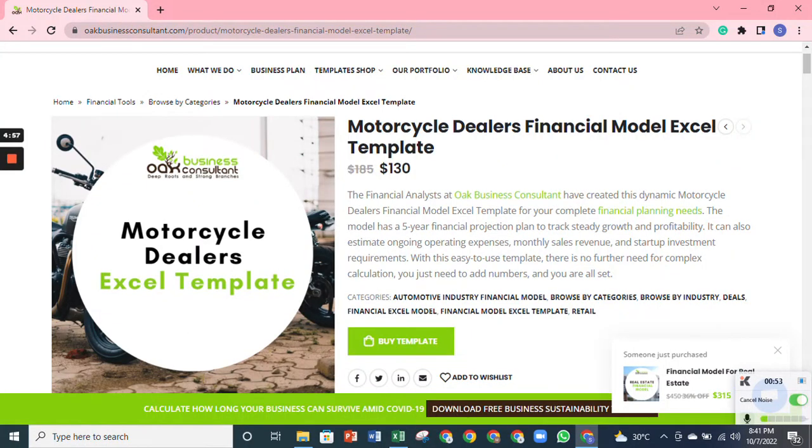The financial model is designed by Oak Business Consultant for motorcycle dealers who are engaged in purchasing, selling, or dealing with motorcycles. Financial planning is very important to start a successful business, so the Oak Business Consultant Motorcycle Financial Model Excel template will assist in the financial planning process.